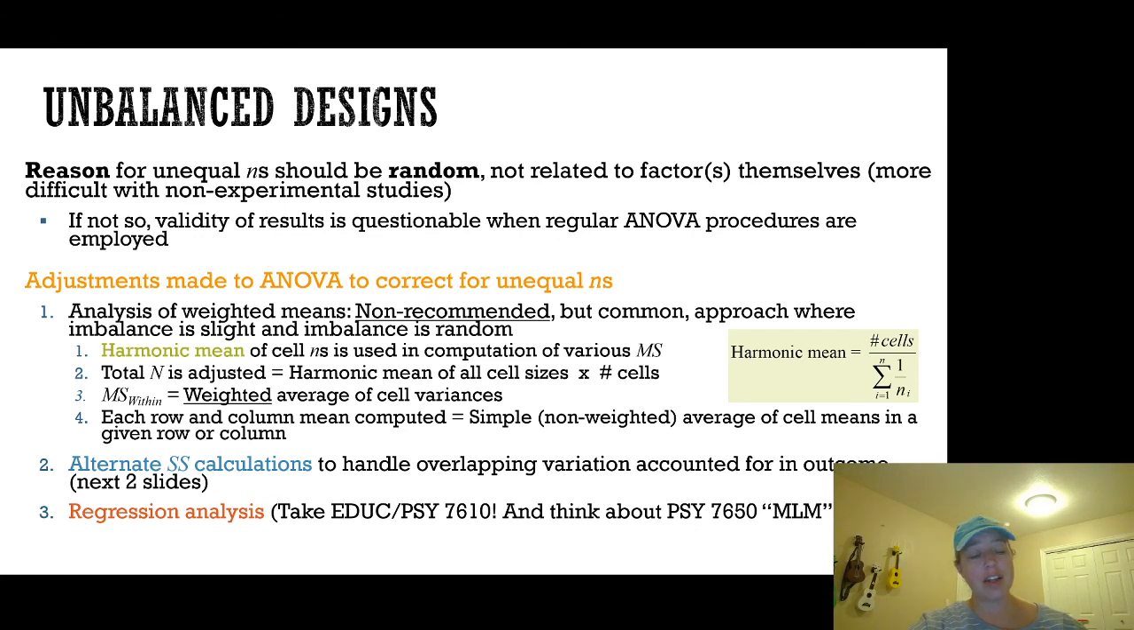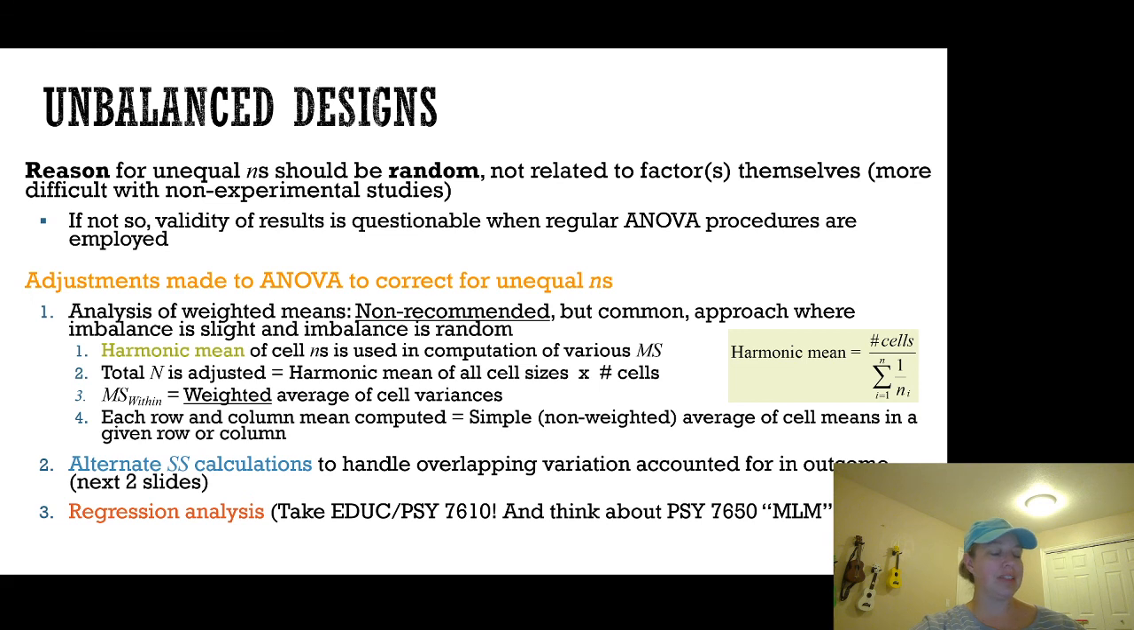They're out there and you can do them, but really, if you have unequal group sizes, the better way to handle that is with a regression, not an ANOVA method. And that could be single level regression, which is the follow-up to this class, 7610, or multi-level modeling, mixed effects modeling, which is a class I teach every fall called Psych 7650. So that can handle social science, the regression approaches, a lot better than ANOVA.